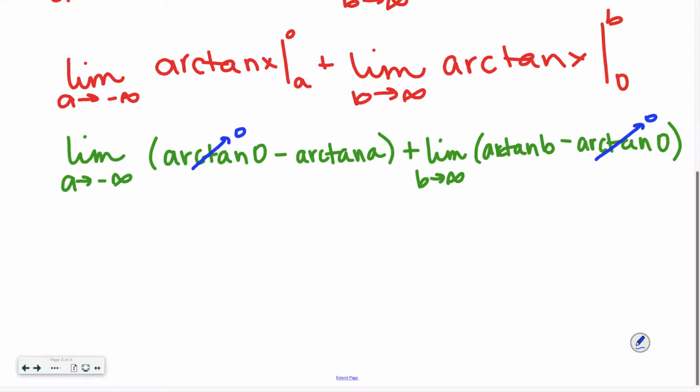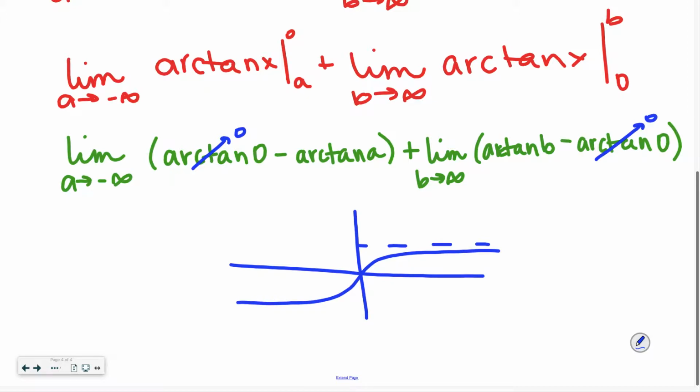Is it because of the graph? Yes. The graph will also help us figure out the limit as a approaches negative infinity of arctangent of a, and the limit as b approaches infinity of arctangent of b. So let's review what this graph is. Doesn't it have 2 horizontal asymptotes? Yeah, pi over 2 and negative pi over 2.